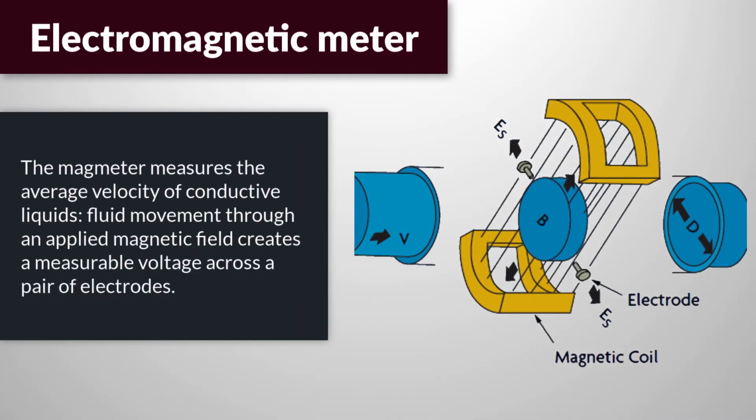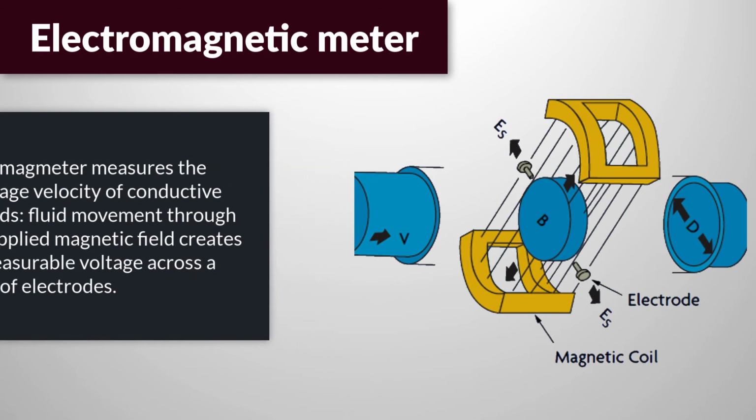A magmeter relies on Faraday's law of electromagnetic induction, that a conductor moving through a magnetic field induces a voltage. So the device only is suitable for conductive fluids such as water and aqueous solutions. Coils on the outside of the pipe generate the magnetic field, while a pair of electrodes measure the induced voltage, which is proportional to fluid velocity.